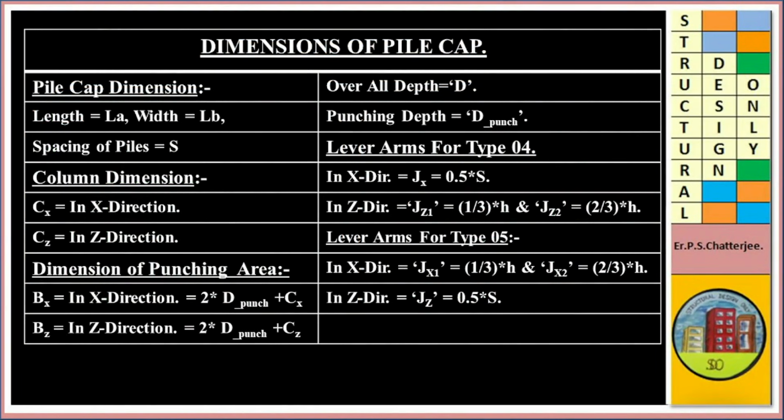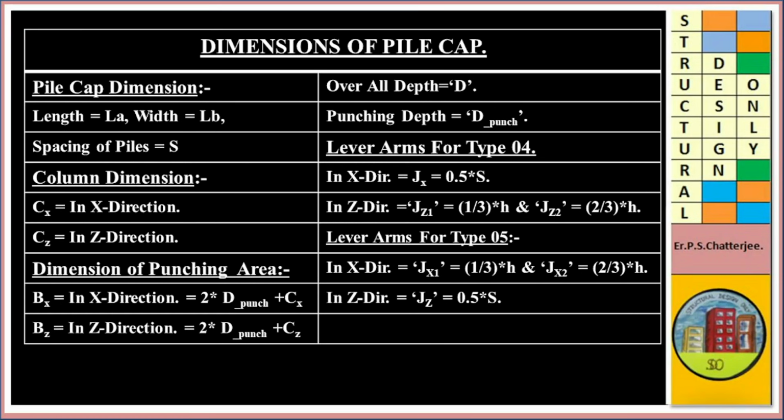Pilecap dimensions: LA, length, width is equal to LB, spacing of pile S, column dimension in X direction CX, in Z direction CZ. Dimension of punching area in X direction BX is equal to 2 into D points plus CX. In Z direction BZ is equal to 2 into D points plus CZ. Overall depth D, punching depth D punch.